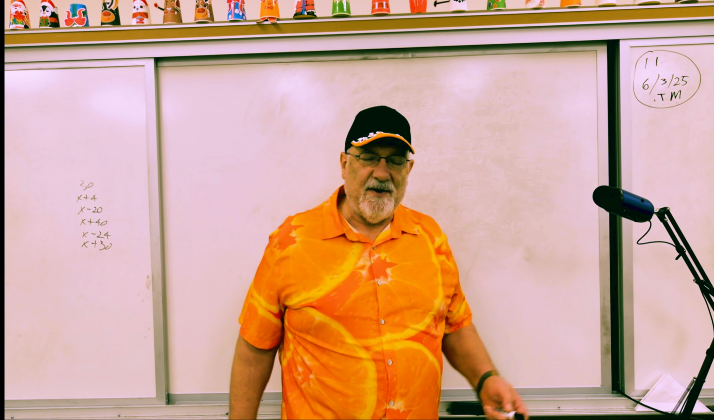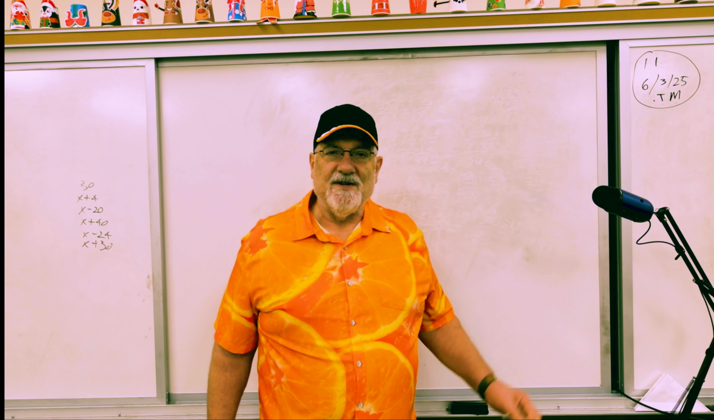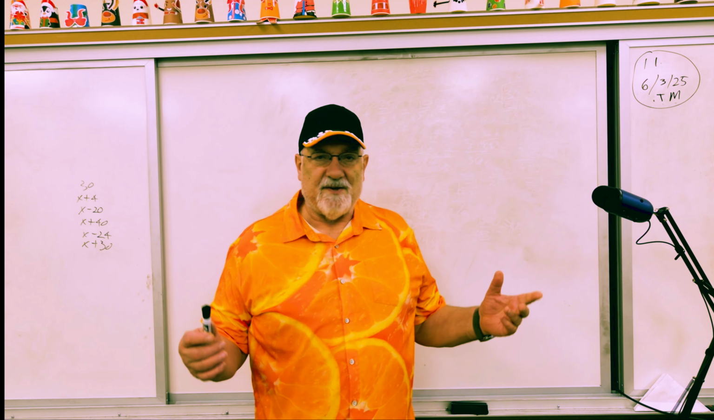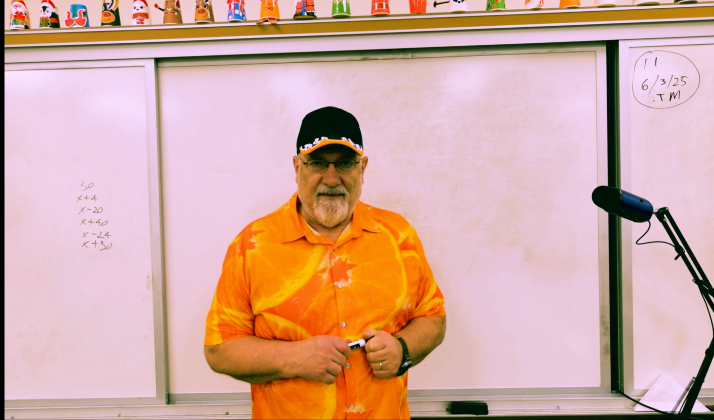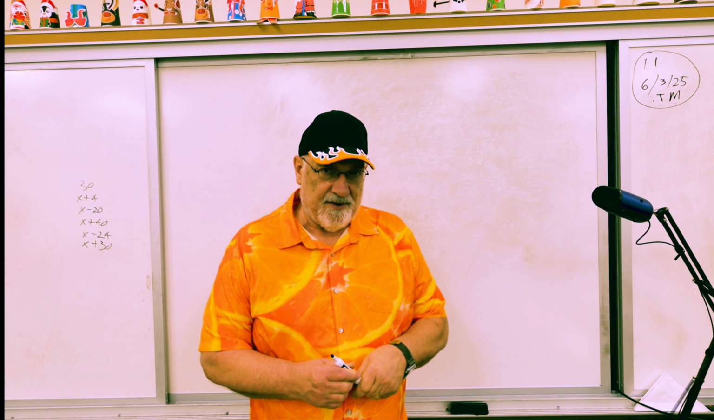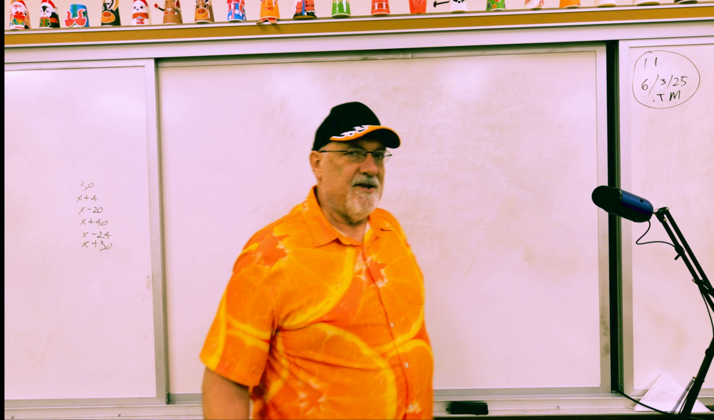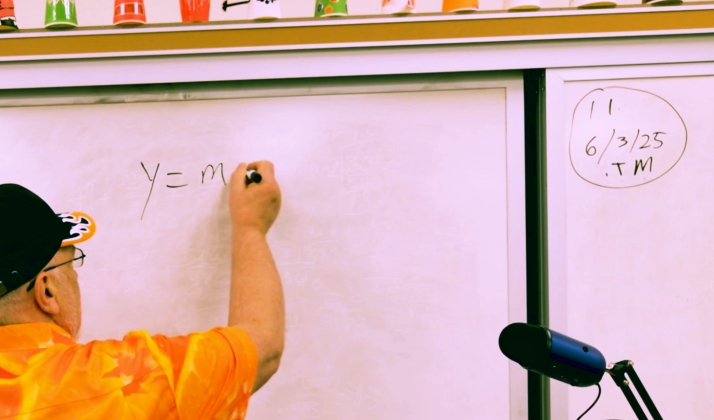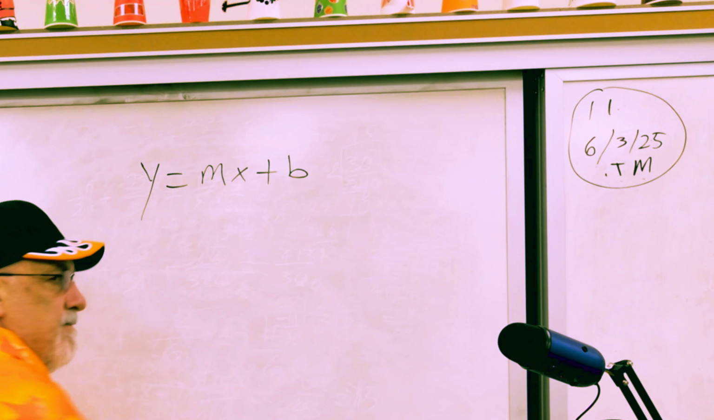Let's talk linear equations. Linear just means a straight line. A linear equation is a line that is straight, the equation part. When you graph it, it's a straight line, as opposed to a crooked or curved line. So one of the forms you're probably familiar with is y is equal to mx plus b.